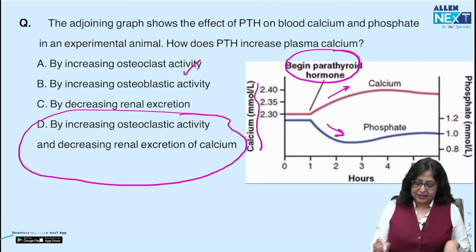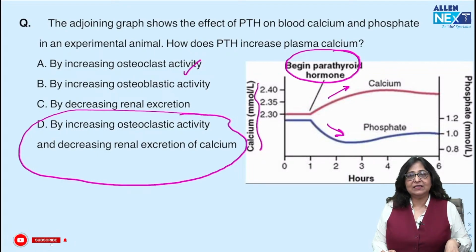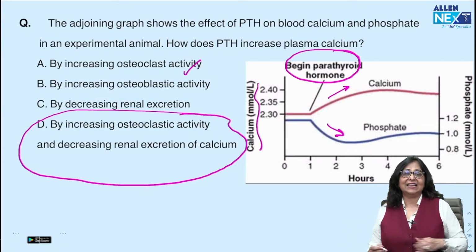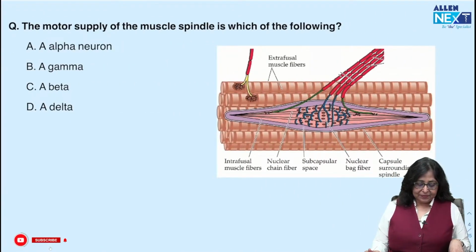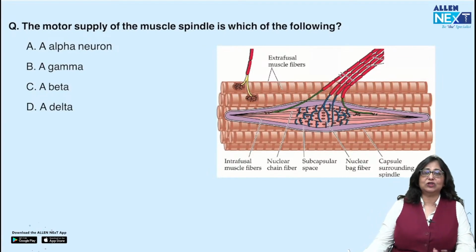So it increases calcium reabsorption. Parathyroid hormone has a dual action on the nephron. In the PCT, it reduces phosphate reabsorption, which is called the phosphaturic action, and in the DCT, it increases the calcium reabsorption. Right. Then the next question is: the motor supply of the muscle spindle is which of the following?